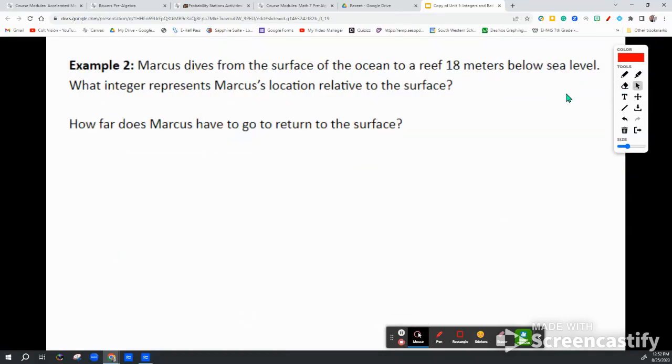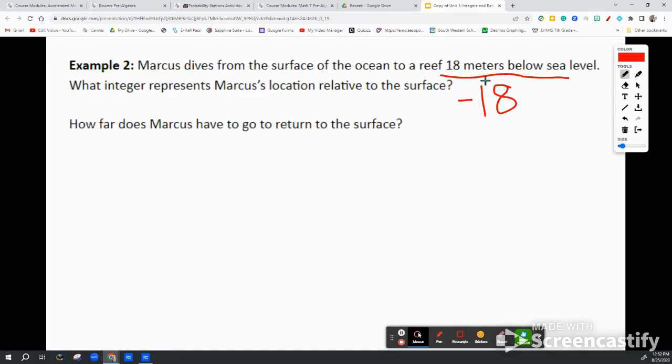So Marcus is now diving and he's going to go 18 meters below sea level. What integer represents his location relative to the surface? So since he's 18 meters below sea level, that would be a -18. So we're looking for keywords here like up, down, below, above. These are all keywords letting us know whether we're talking about a positive or a negative.